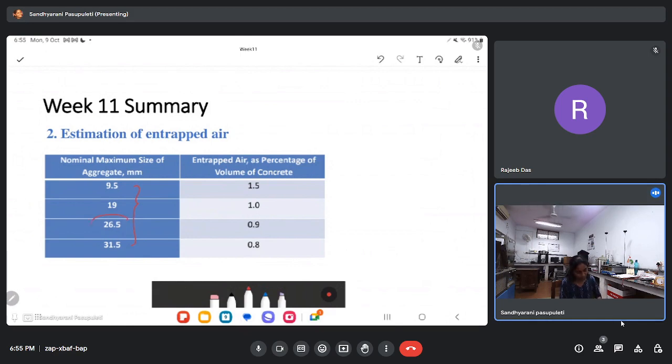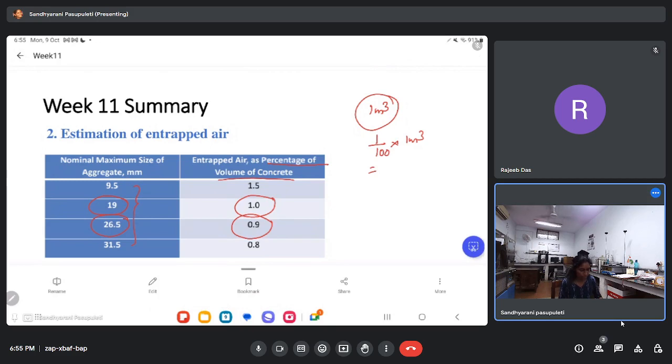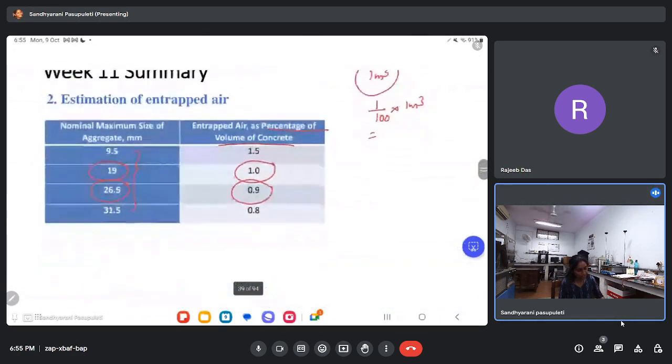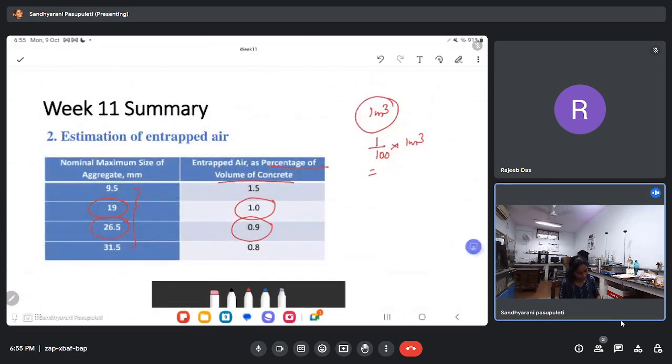Based upon the NMAS, you can have either 0.9 or 1, which is the entrapped air as a percentage of volume of concrete, multiplied by the volume of concrete we assume in the mix design, 1 meter cube. Let us say if my NMAS is 90, then the amount of air entrapped would be 1%. That means 1 by 100 into the volume of concrete, 1 meter cube. So this is the volume of entrapped air. Now we have calculated the target strength and also the amount of air. If my total volume of concrete is 1 meter cube, then minus this.